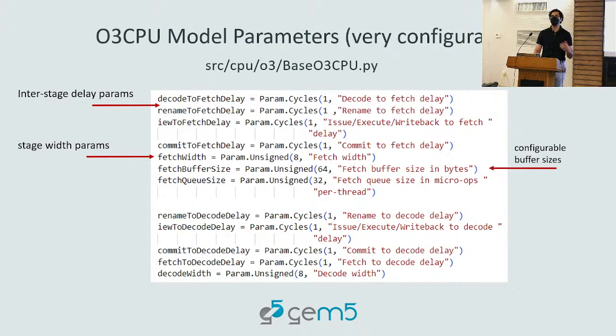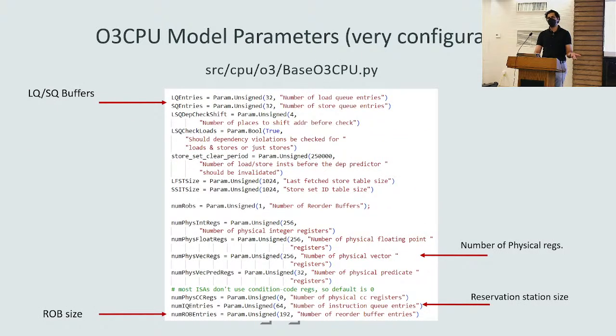You can configure the width of the pipeline. There are options to configure the buffer sizes. Finally, it's an out-of-order CPU, so obviously there are options to configure the reorder buffer size. The reservation station in O3 CPU is called the instruction queue, and you can configure the number of entries. You can configure the number of physical registers. I'm assuming you understand the basics of out-of-order CPUs, so you know what these things mean, and you have the ability to configure the number of entries and the delays between different stages. Any question at this point?